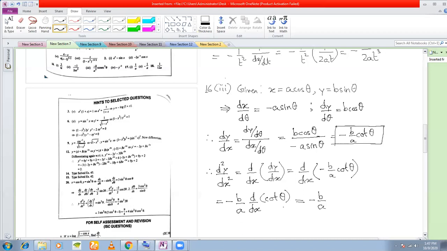Minus b by a, and see there is an x here. I'm differentiating theta with respect to x. Then how should I differentiate? First I will differentiate with respect to theta to get minus cosec square theta, because d dx of cot x is minus cosec square x, right? Yes, sir. And then because I have a theta here, I will write d theta dx, because I am differentiating theta with respect to x.